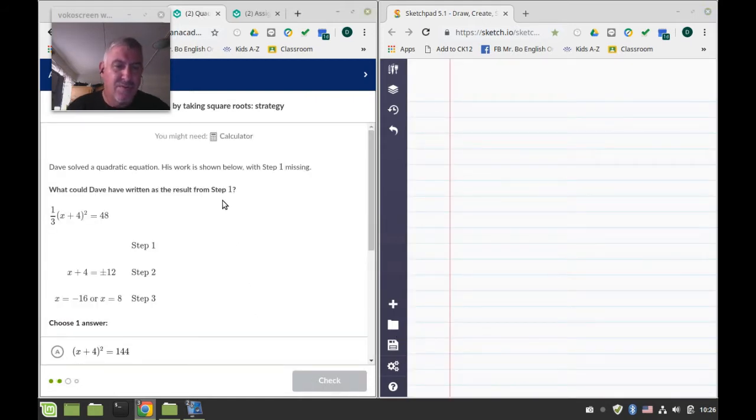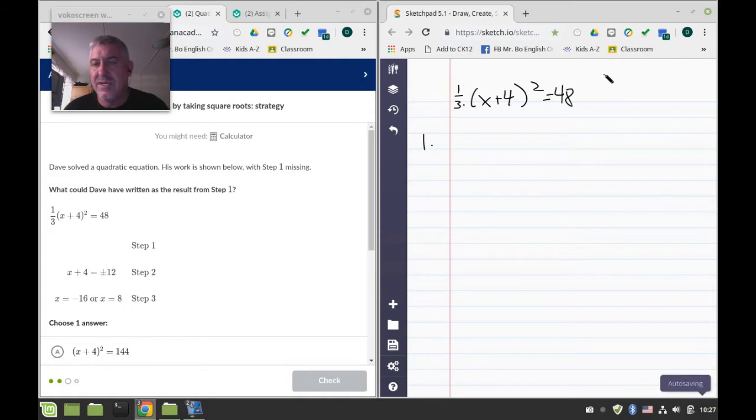All right, we have two more problems. Dave solved a quadratic equation. His work is shown below with step 1 missing. What could Dave have written as a result from step 1? So let's come up over here. 1/3 x plus 4 squared equals 48. So we need to know what our step 1 is.